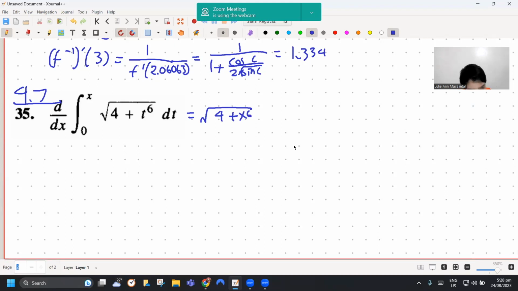Okay. Ngayon, papakita ko yung 36 muna kasi hindi siya yung ano, paano kapag yung x nasa lower limit. So let me share my screen. Magkakaroon ka ng negative.